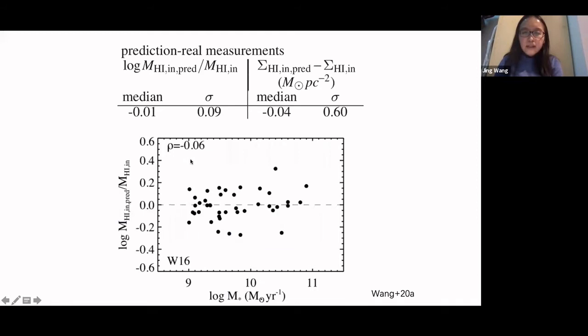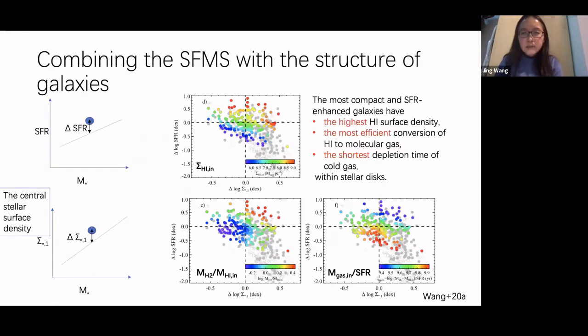And we also quantify the reliability of this method. The scatter between the predicted and the real MH1 is relatively small. It's 0.09 dex. If we compare the predicted and the real H1 average surface density, the scatter is also relatively small, 0.6 solar mass per parsec squared. We applied it to the gas sample. Remember that the homogeneous profile in the outer region only applies to late type galaxies. So here we selected the disk dominated galaxies to apply our method.